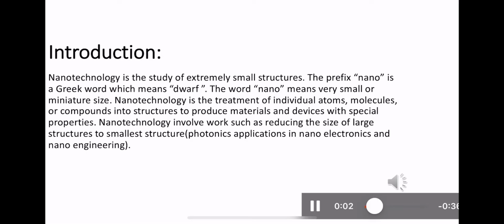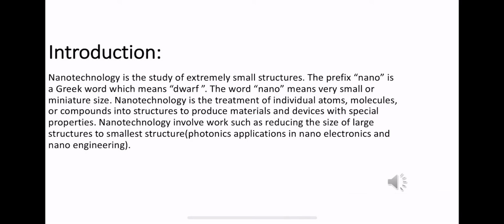First of all, nanotechnology is the study of extremely small structures. The prefix nano is a Greek word which means dwarf. The word nano means very small or miniature size.